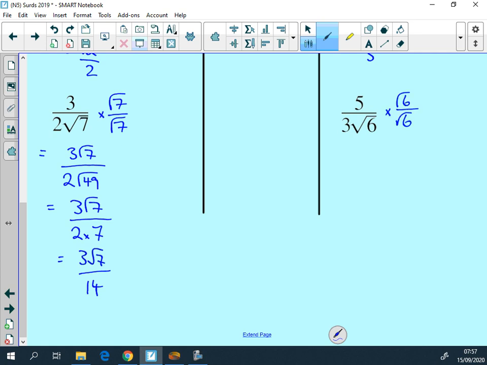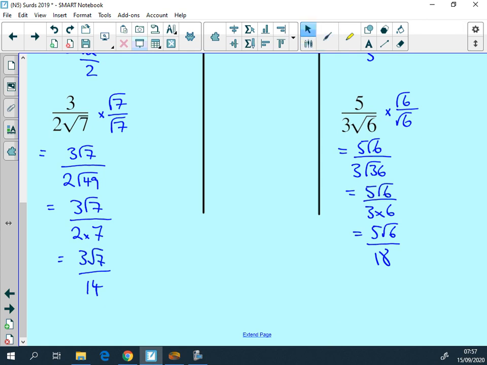So times by root 6 over root 6, so that's going to be 5 root 6 all over 3 root 36. So I will have 5 root 6 all over 3 times 6, which will be 5 root 6 all over 18. And again, 5 and 18, I'm looking to see if I can simplify it. I can't, so that is it fully simplified. Again, you should be looking to see if your surds simplify as well. So checking to see, does root 7 simplify? Does the square root of 6 simplify? Remember I'm looking for the highest squared factor, which would be 1 in this case, so that's not going to simplify it at all.